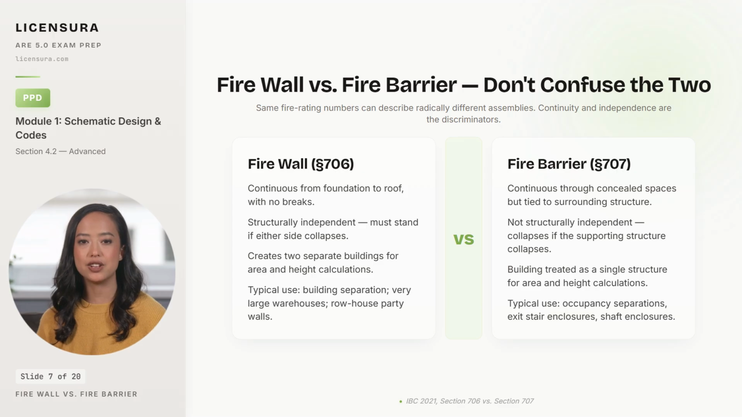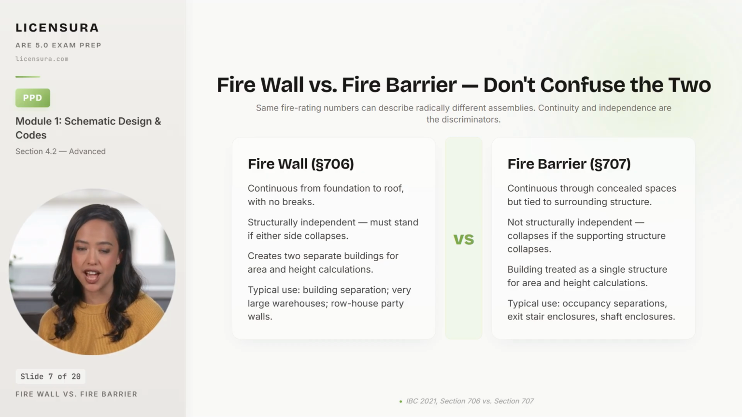A fire barrier under Section 707 also runs continuous through concealed spaces, but the continuity stops at structural independence. The barrier is tied to and supported by the building's primary structure, which means if the structure on one side fails, the barrier fails with it. The building stays a single code building. Use cases are mixed occupancy separations under Section 508.4, exit stair enclosures and shaft enclosures. Same rating, different rule, completely different detail.